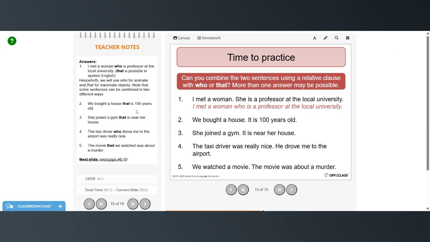So we bought a house that is 100 years old. She joined a gym that is near her house. The taxi driver who drove me to the airport was really nice. The movie that we watched was about a murder.